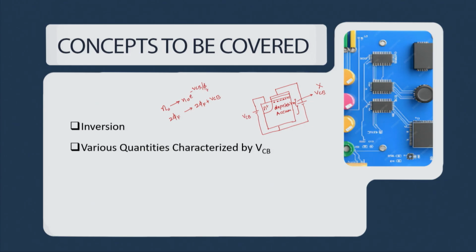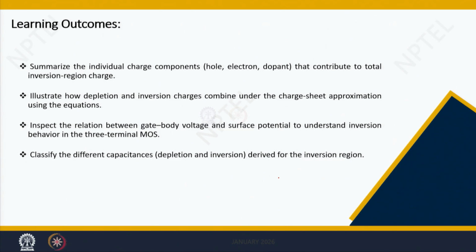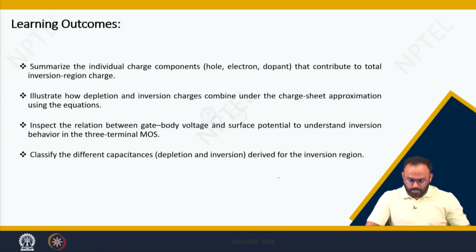So, let us explore what will happen when the device is in inversion. It means you increase VGB in such a way that your device enters into inversion. We will also see how the other quantities, like the channel charge QC dash, inversion charge, capacitance and surface potential, all these quantities of 3-terminal MOS, get affected by VCB. These are the learning outcomes of this lecture, which will help us to analyze the 3-terminal MOS in great detail in inversion, accumulation and depletion.